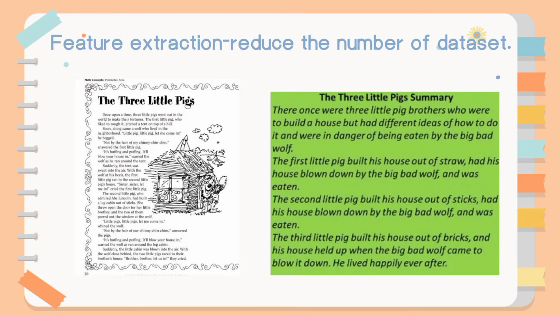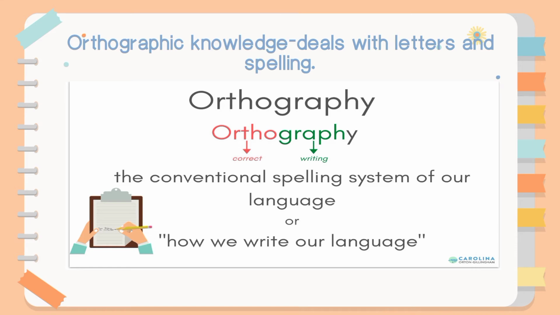So, when we say feature extraction, it aims to reduce the number of features in a dataset by creating new features. As you can see here in the picture, an example of feature extraction is to summarize a certain text. Next is orthographic knowledge.